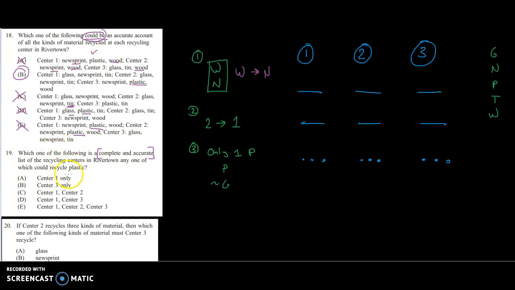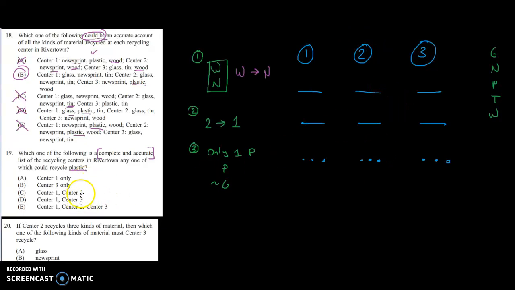Let's just think about this. We're asking which of these recycling centers could in fact recycle plastic. Well, let's combine rules 2 and 3 just for a moment. We know that only one place, according to rule 3, is allowed to recycle plastic. And we also know that whatever's in 2 has to be in 1. So, for example, if I've got plastic in recycling center 2, I'm also going to have it in recycling center 1, which would violate rule 3. So that tells me I cannot have plastic in center 2.